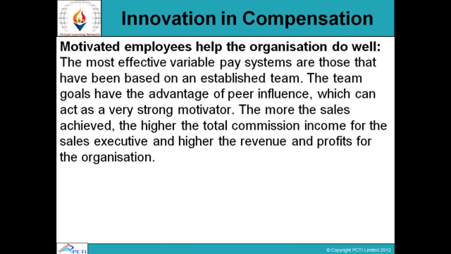Motivated employees help the organization do well. The most effective variable pay systems are those that have been based on an established team. Team goals have the advantage of peer influence, which can act as a very strong motivator. The more the sales achieved, the higher the total commission income for the sales executive, and the higher the revenue and profit for the organization.